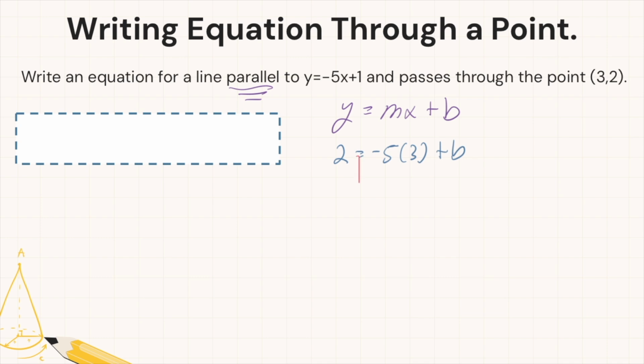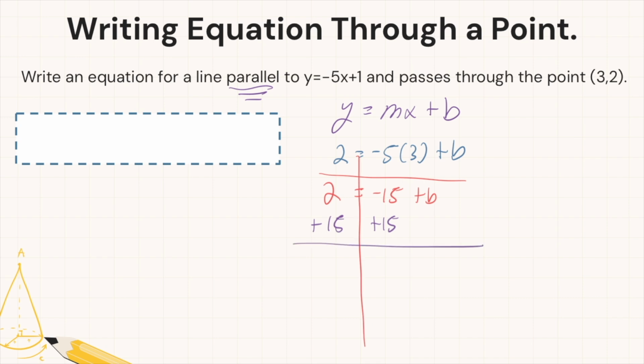We're going to draw our wall and then we're going to simplify our equation. So negative 5 times 3 is going to be negative 15. So we've got negative 15 plus b on one side of our equation. Bring down our 2 because we didn't do anything with that. Then we've got to get rid of that negative 15. So we're going to do that by adding 15 to both sides. These are going to cancel, leaving us with just b. And 2 plus 15 is 17. So now we know b is 17.